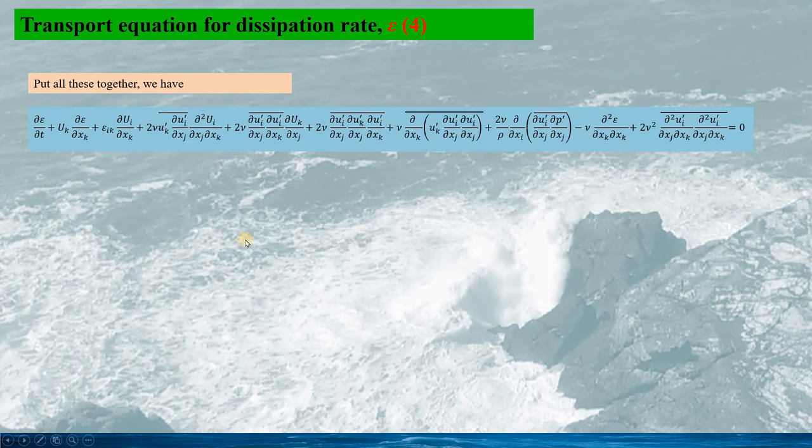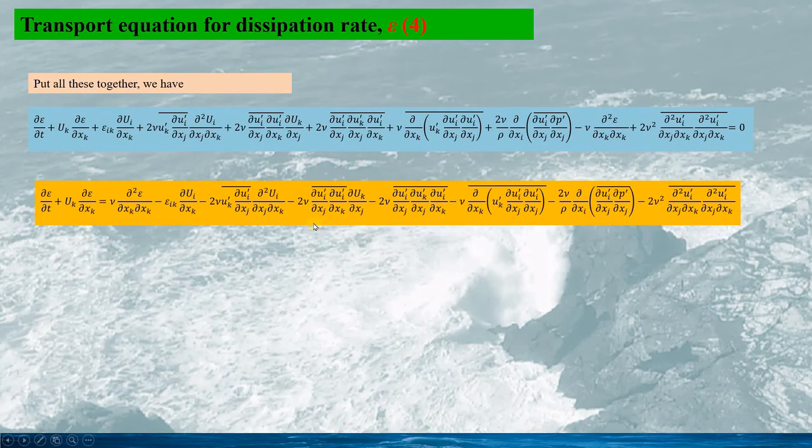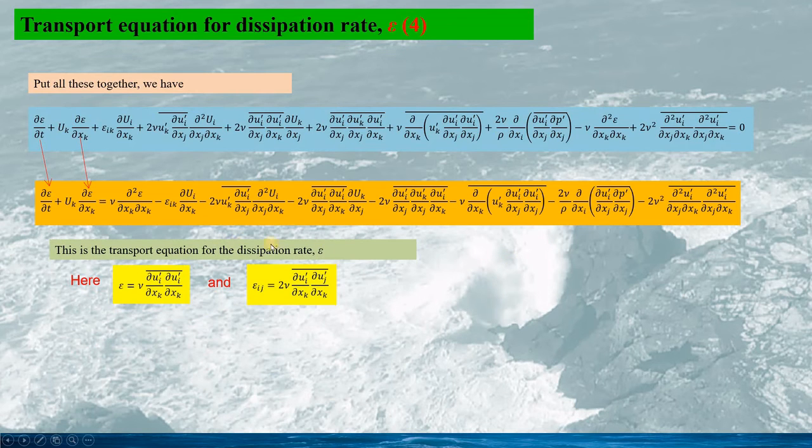Here we put all these terms together. We have the transport equation for the dissipation rate epsilon. And this can be rewritten in this form. We put these 2 terms on the left-hand side, and all other terms on the right-hand side. This is the transport equation for the dissipation rate epsilon, and epsilon and epsilon ij are defined in these two equations.